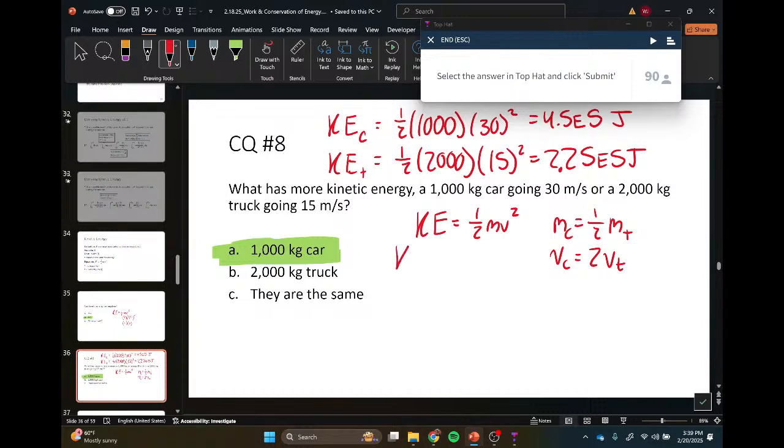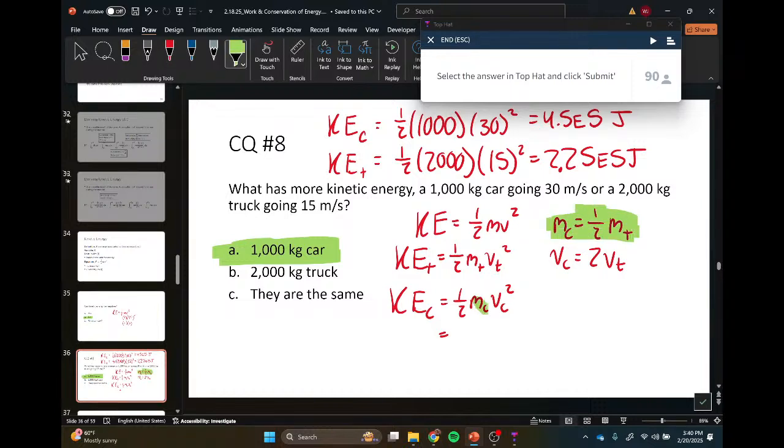Why is this useful? The kinetic energy of the truck is going to be 1/2 mass truck, velocity truck squared. Great. Kinetic energy of the car is 1/2 mass car, velocity car squared. Nothing exciting yet. Then what we can do is swap these in. I can take the mass of the car and swap in this relationship, so it's 1/2 times 1/2 mass of truck. Then I can do the same thing with the velocity and swap that in, and we're going to do that literally in the next problem: 2 times velocity of truck, squared.